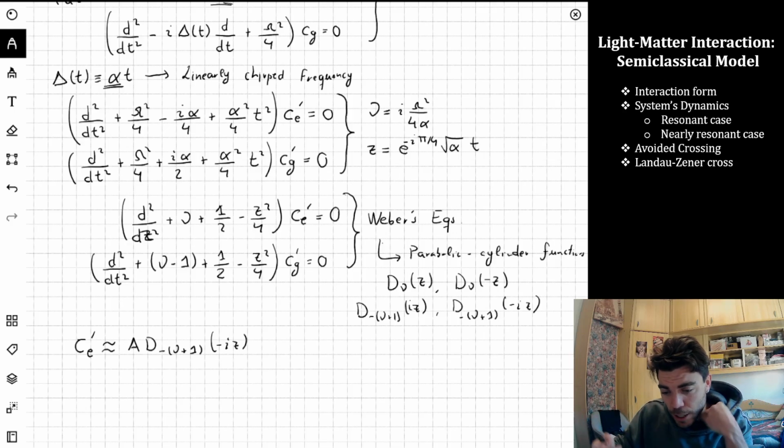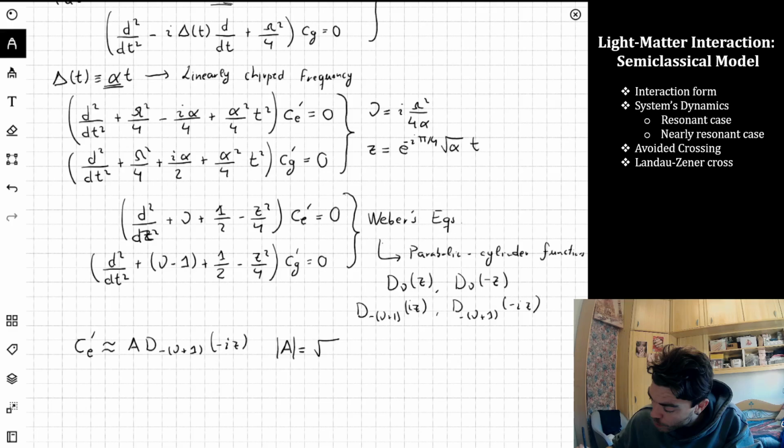But physically speaking, it's very nice to see that under some conditions the excited state coefficient becomes this function, where the modulus of this parameter a is the square root of the modulus of this nu, that again is this thing here. So it depends on the ratio between omega and alpha, which is the actual thing that will interest us, and then minus pi modulus of nu divided by 4.